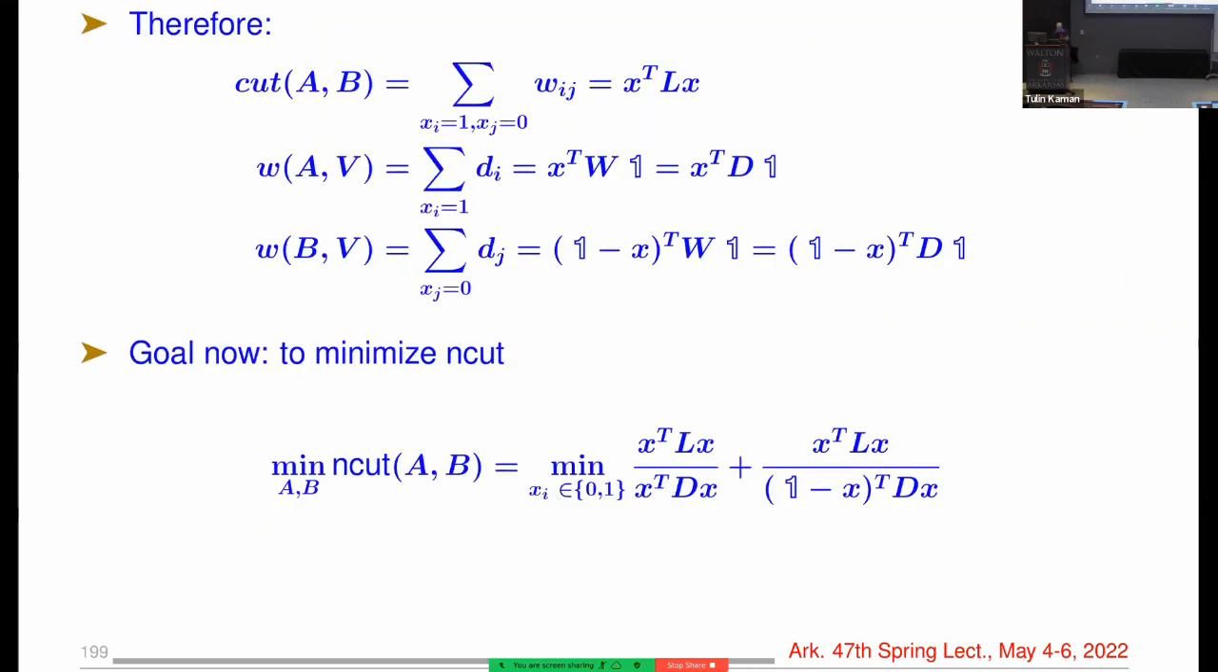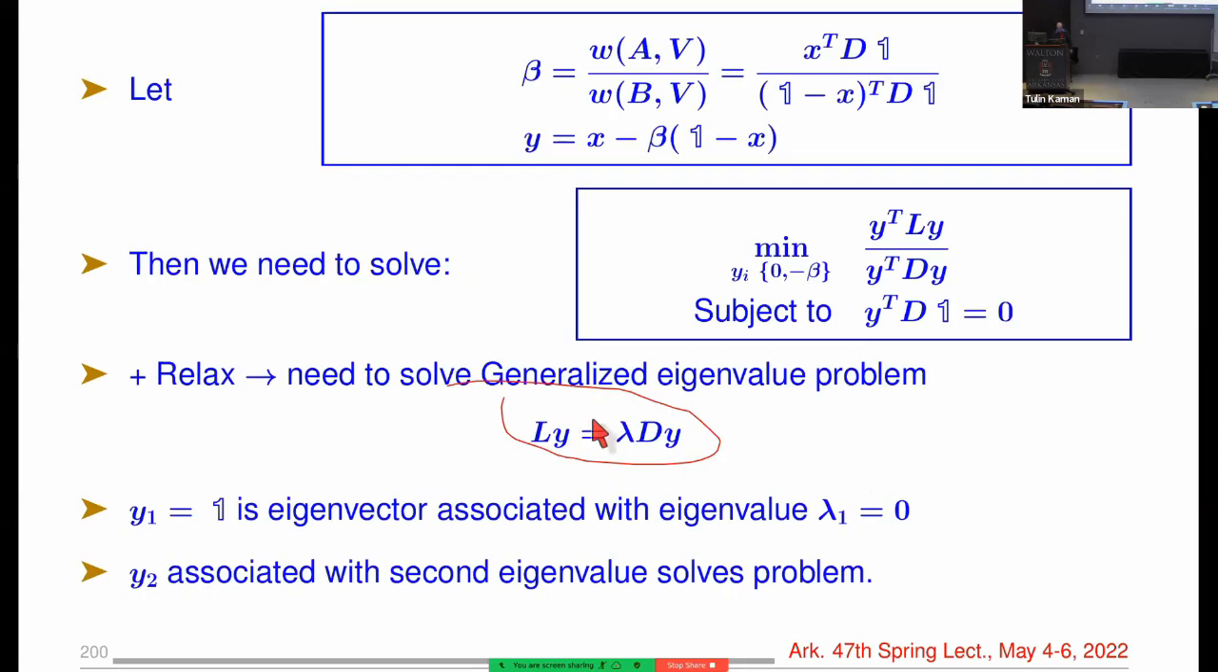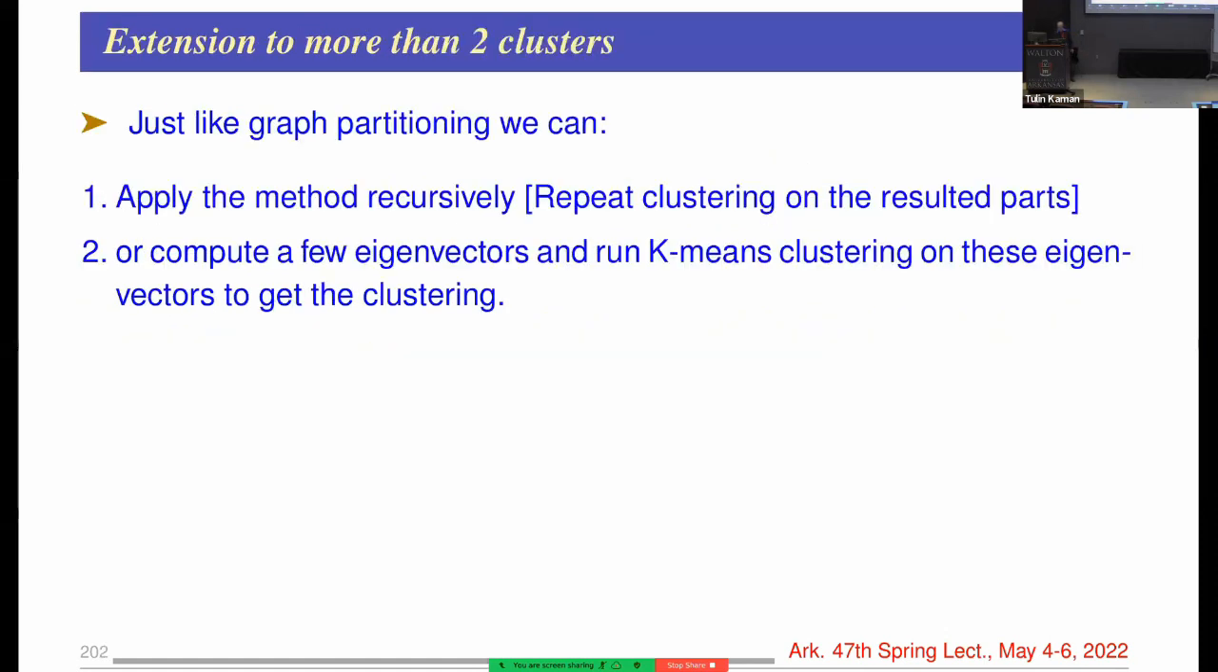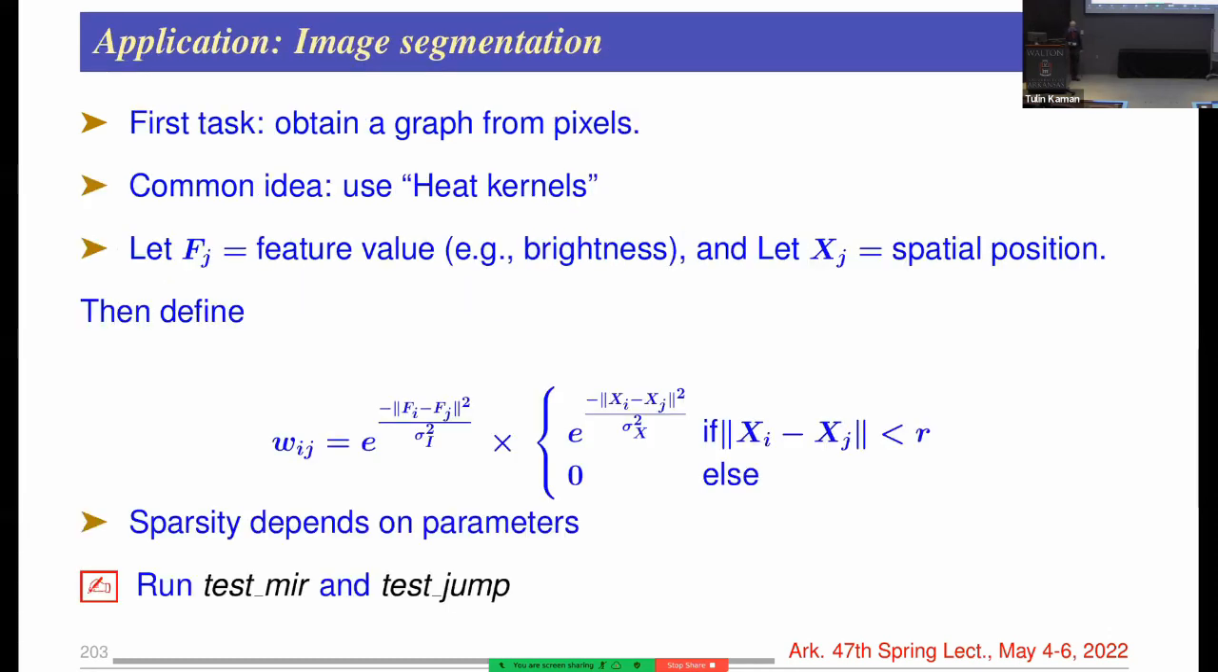So this goes through a lot of stuff to reach this point here. This is just some properties here. And then you can extend that to more than one cluster, to two clusters. And then I will show you how this is used. The Shi-Malik approach was quite popular in segmentation.